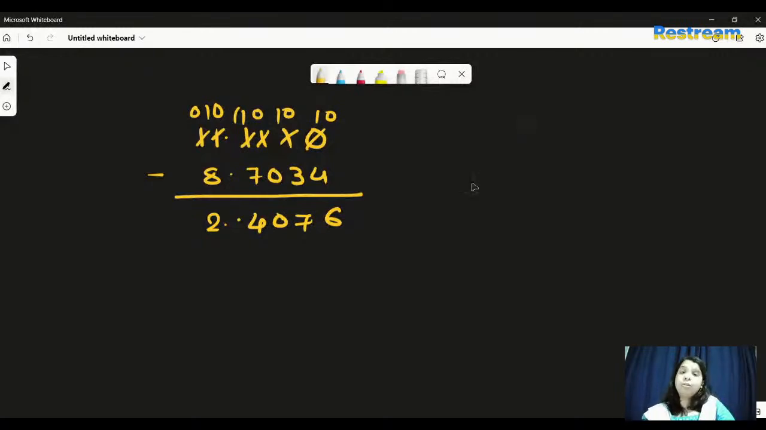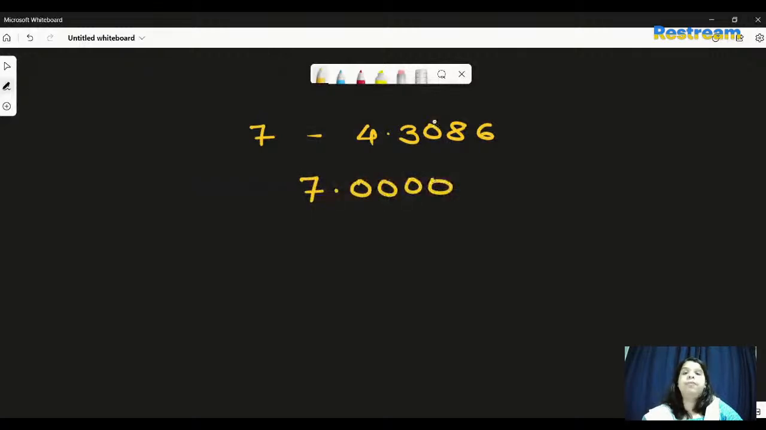So we are going to solve one more problem of subtraction, and then we are going to stop. Okay, so let's say I have 7 minus 4.3086. Now we don't have any decimal in front of 7. So what do we do? We add decimal places. How? So we need 4 decimal places. So 7.0000. And then we subtract 4.3086 from it.